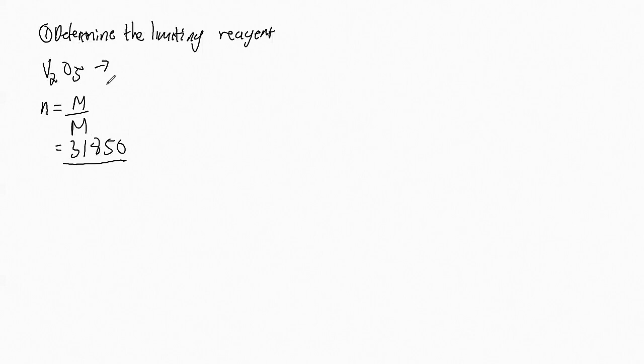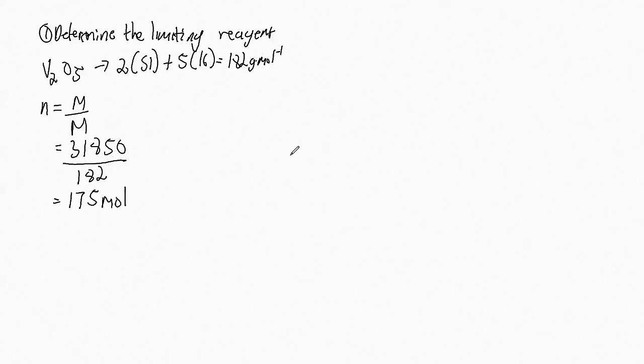Vanadium, according to our periodic table, is 51. So we have 2 atoms of vanadium, so that's 2 times 51. We have 5 atoms of oxygen, but oxygen is 16. If we punch all that into our calculator, we have 182 grams per mole, right? Which we're going to put in here, 182. Now, punching all this into your calculator, you have 175 mole.